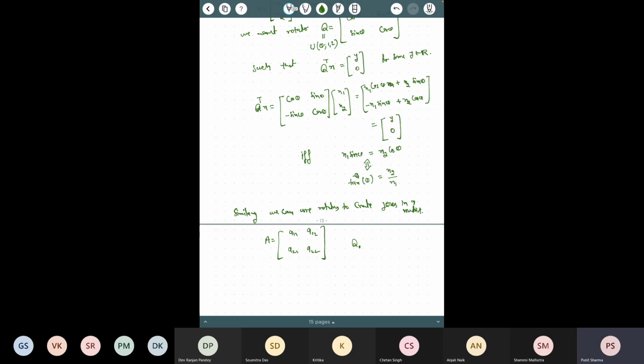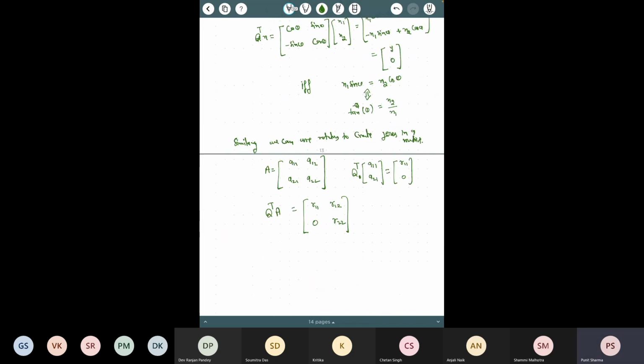I will construct a rotator Q transpose, which when applied on A11, A21 gives me something like R11, 0. So the first entry is R11 and then this 0. Now when I apply Q transpose on A, it will apply on the first column, so the first column would be R11 and 0. And then there would be 2 more entries, let's say R12 and R22. The entries would change, but it would be in this form.